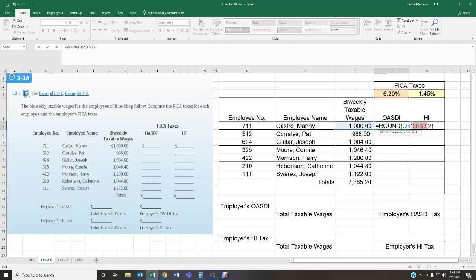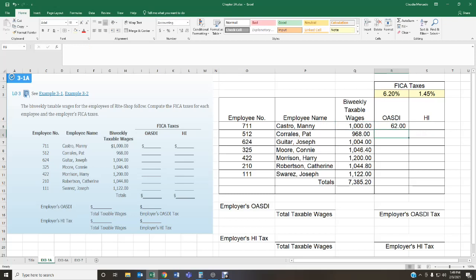So the formula on the left-hand side, where the weekly taxable wages are, is going to be moving downward, but my rate will not. My rate will be fixed. Once I have my formula, which is equals ROUND, and I selected the $1,000, which is Q5, times my rate of 6.2%, and I am rounding to 2 decimal places.